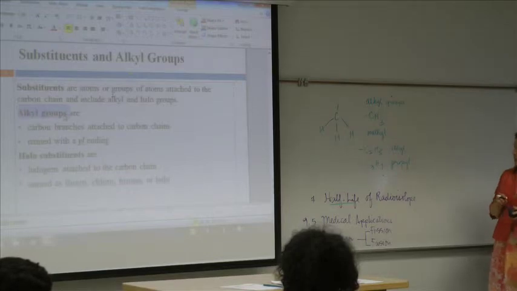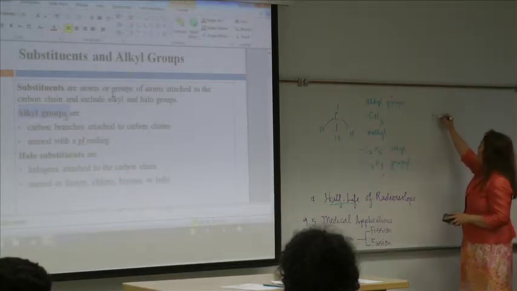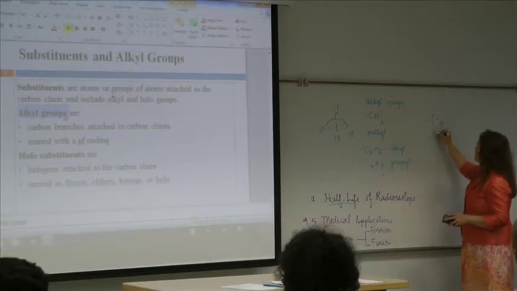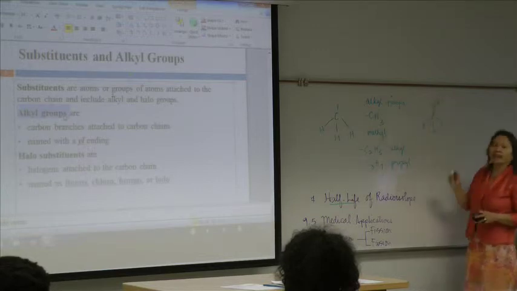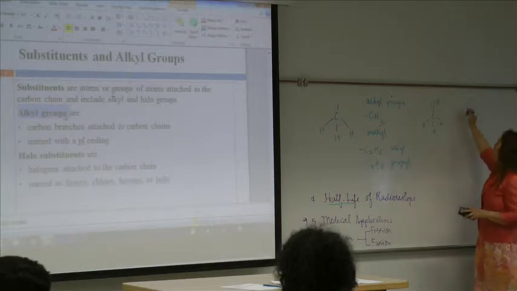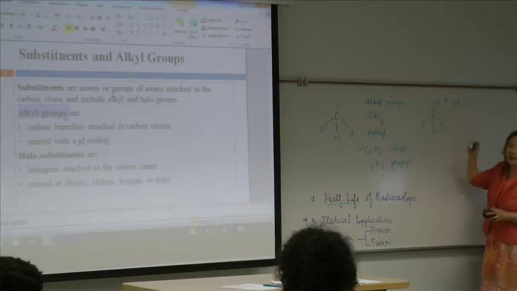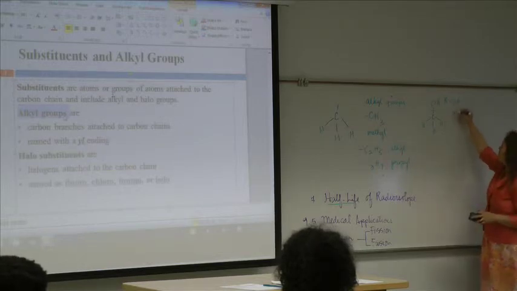Now, I know in the lab what we did was, what if we put an OH in here? What would we call it? Alcohol. Very good. So for those that were in the lab, we will call this our R group, whenever something has an OH, that's referred to as an alcohol.